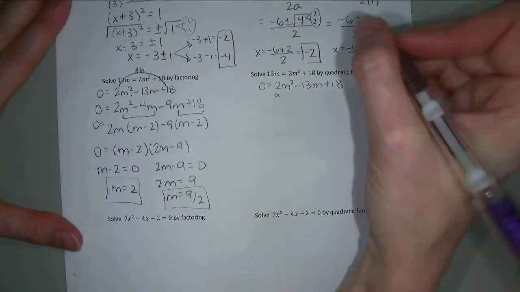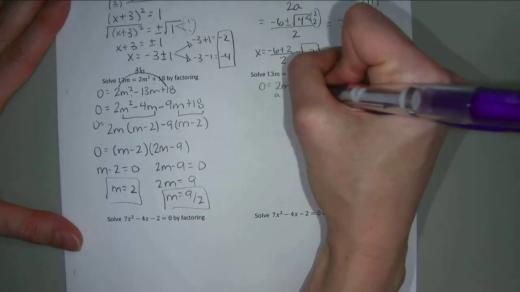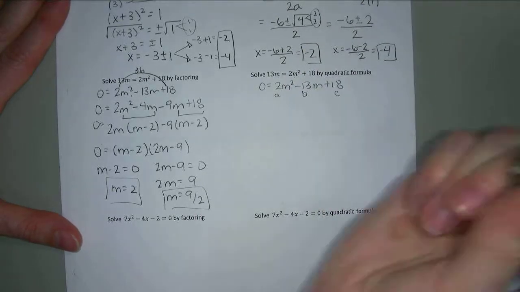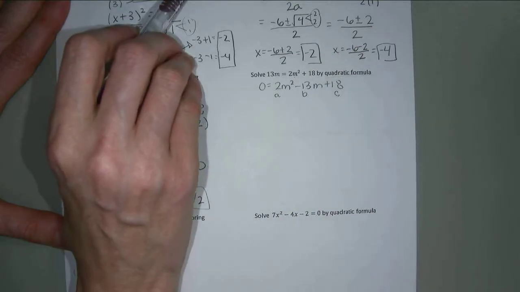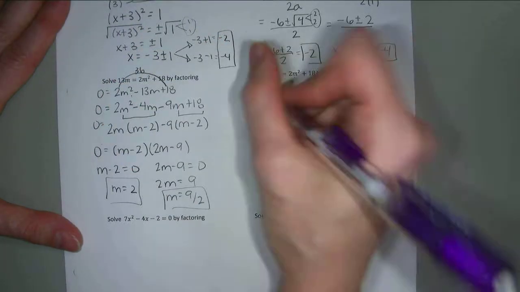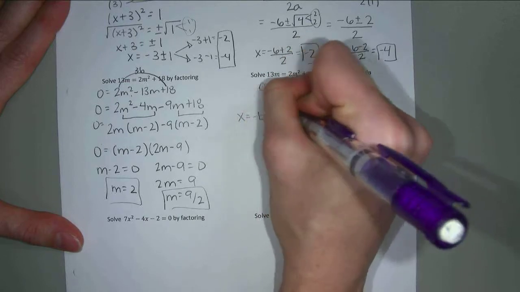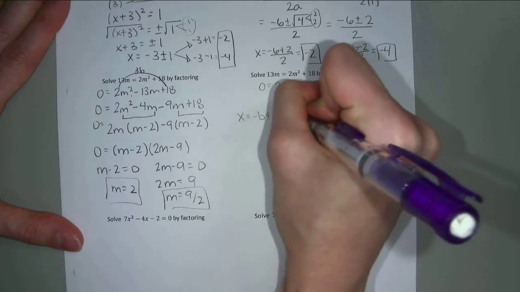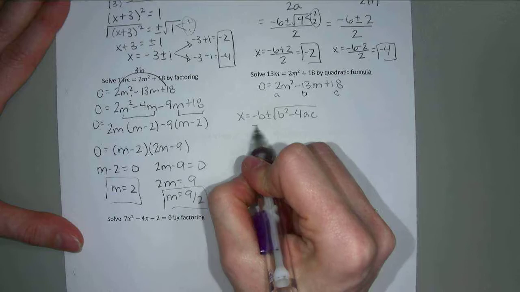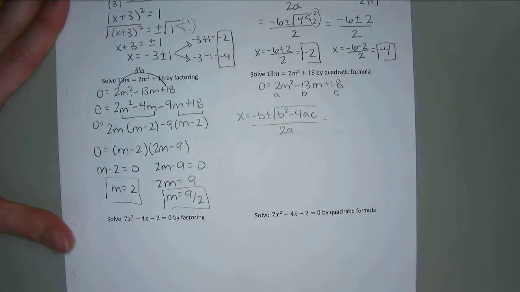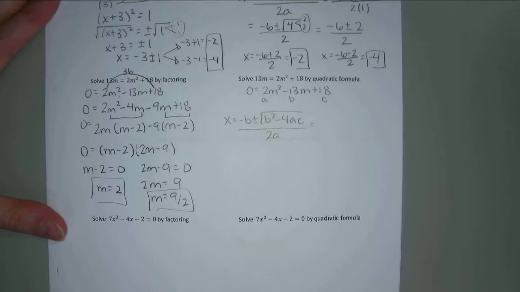So we have a, what's our b? Negative 13. And what's our c? Positive 18, all right? So again, even though the formula is stated right up here, let's get in the practice of writing it generically. X equals negative b plus or minus the square root of b squared minus 4ac all over 2a. All right, we have everything labeled. It's a matter of plugging things in.